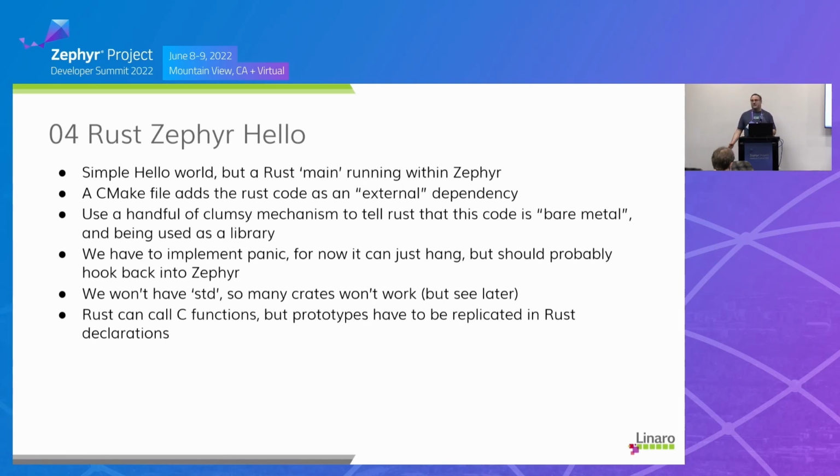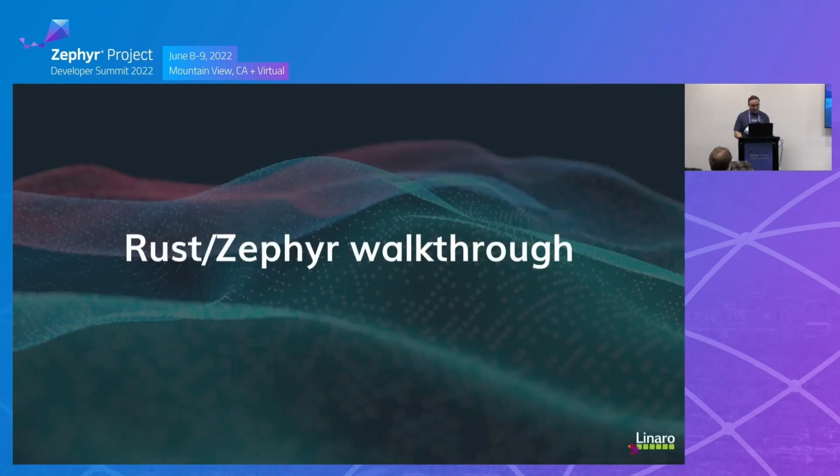And we don't have standard yet, and I'll get to that if I have time at the end. But Rust can call C functions. It's perfectly happy with this. You basically have to replicate the prototype of the function in Rust and map the types.